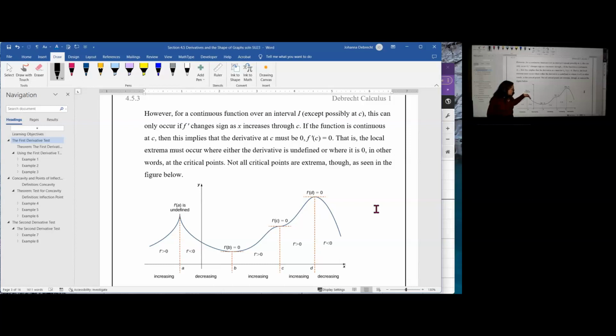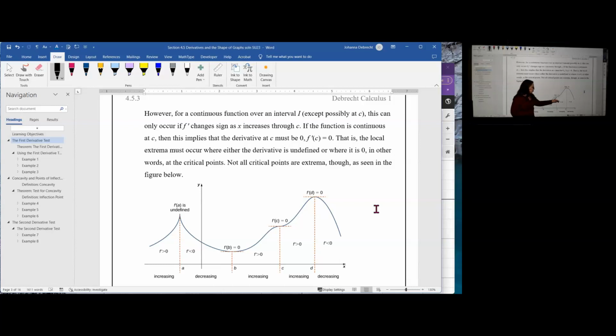Notice between A and B that the slope of the tangent line is negative, f prime less than 0. And on the right side of B, the first derivative is positive. When it goes from decreasing to increasing, we must have a relative minimum, and we do at point B.